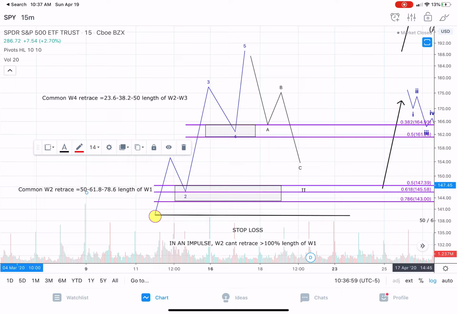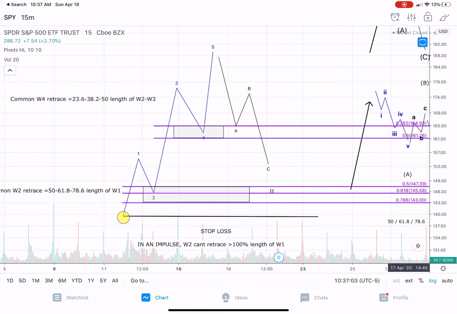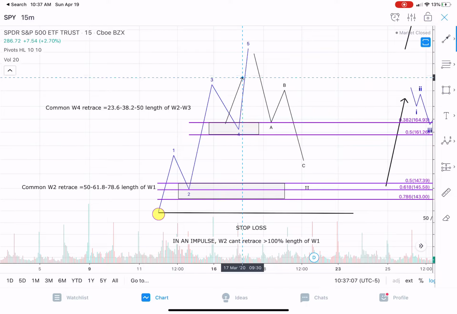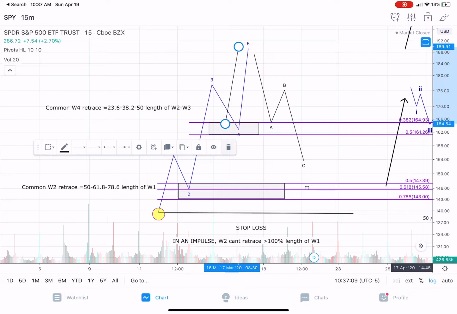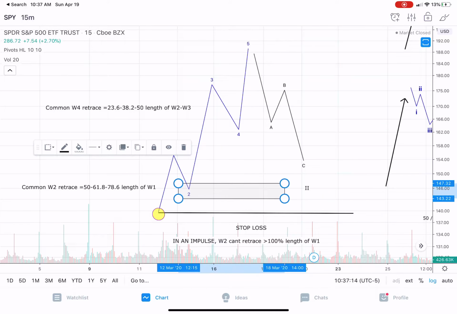So I have these little notes here. Common wave 2 is here. Common wave 4 is right here. And then we have our final up move. Now that we know what the common retracements are, let me get these boxes out of the way.